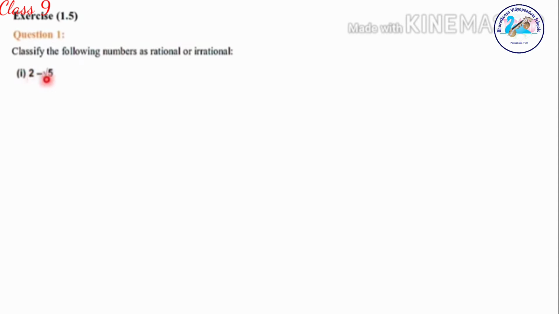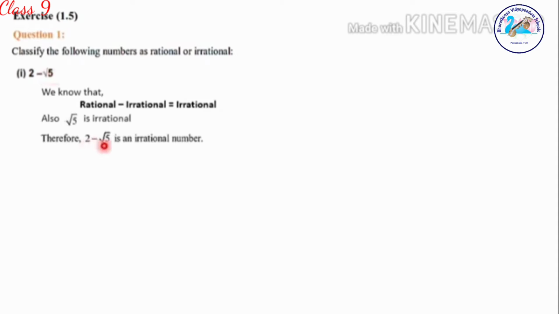Next we shall discuss exercise 1.5. The first question is: classify the following numbers as rational or irrational. The first number given is 2 minus root 5. Here it is quite clear that 2 is rational and root 5 is irrational. So rational minus irrational is irrational. That's why 2 minus root 5 is an irrational number.